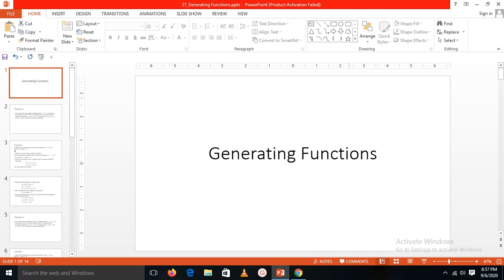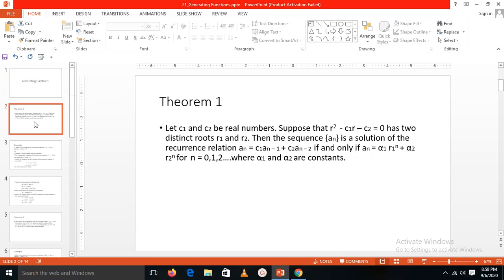Hello everyone. In this lecture, we will study our next point, that is generating functions. But before starting this generating functions point, let's see the remaining two theorems of the recurrence relations, because in the last lecture we studied the recurrence relations and its different examples. Now in this lecture, first see the two theorems of the recurrence relation and our last point, that is generating functions. Okay, let's see the first theorem.